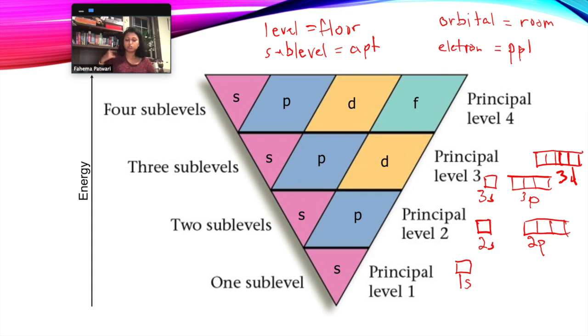The level tells you how many apartments there are, how many sublevels there are, right? First floor has 1, second floor has 2, third floor has 3, fourth floor has 4. The s sublevels always have exactly 1 orbital in them. The p sublevels always have 3 orbitals. The d sublevels have 5. The f sublevels have 7.